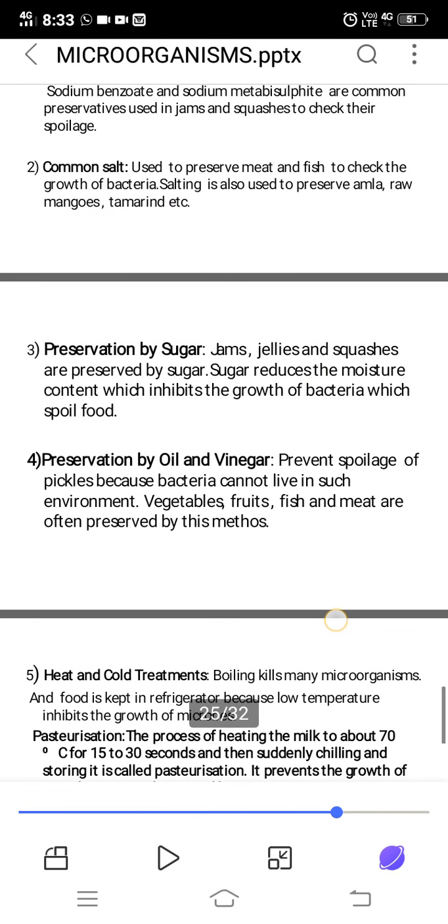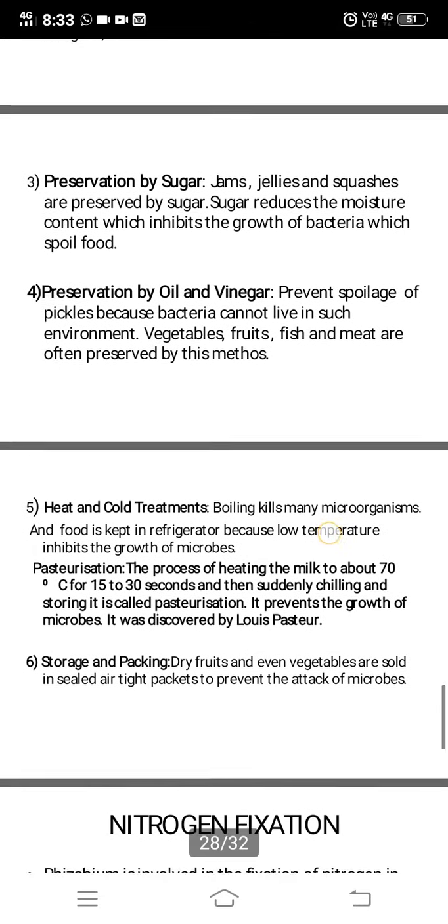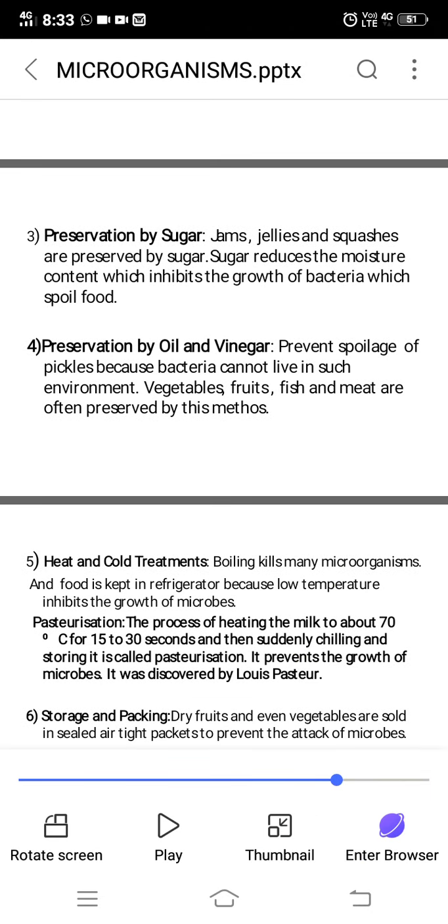So this is all for today. In the next class, we will be studying nitrogen fixation, which is a very important topic. We will study it in the next class.